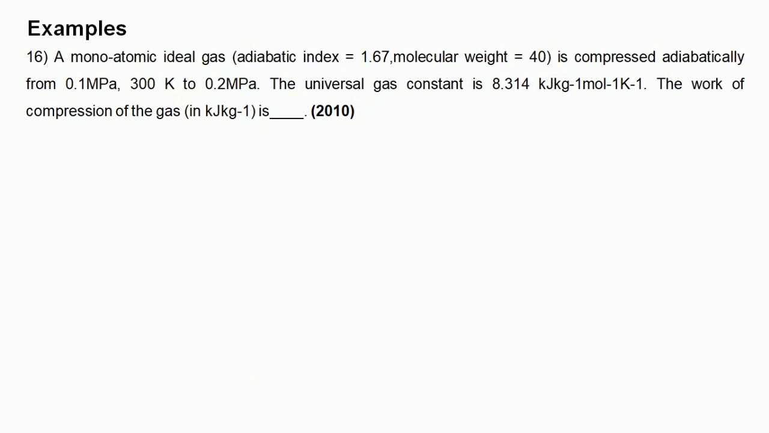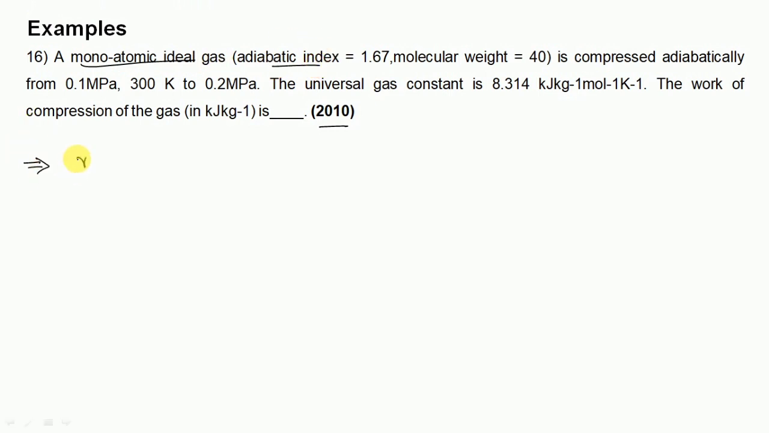Now the next example, number 16, and it is from GATE 2010. So let's start with example number 16. Example number 16 is all about a monoatomic ideal gas, right? A monoatomic ideal gas, adiabatic index given.